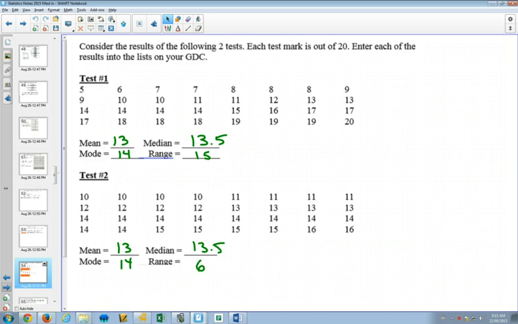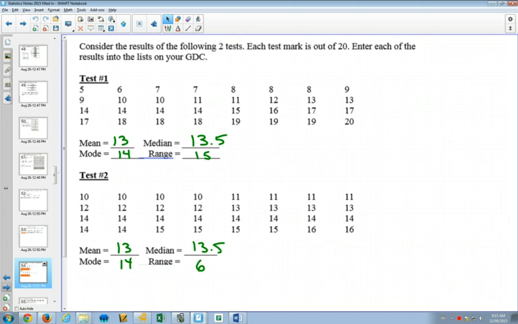And if you look at your statistics, you can use the min and the maximum, or it's not hard to figure out the range because it goes from 5 to 20 here and 10 to 16 there. So this is a good example because here we have two sets of data, and when you look at the mean, they're identical. You look at the mode, they're identical. You look at the median, they're identical. So all of our measures of average come out to the same thing, but the data is quite different.